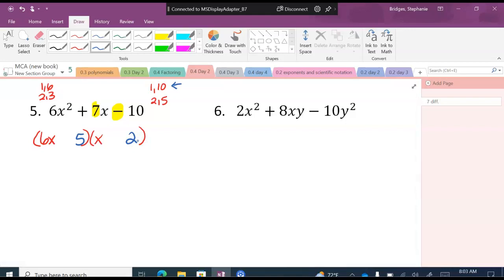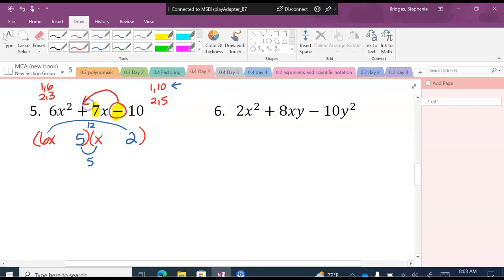Now let's check our products. What is 6 times 2? 12. And then 5 times 1 is 5. Does 12 and 5 subtract to give me 7? It does. My signs are going to be different because of this minus sign.